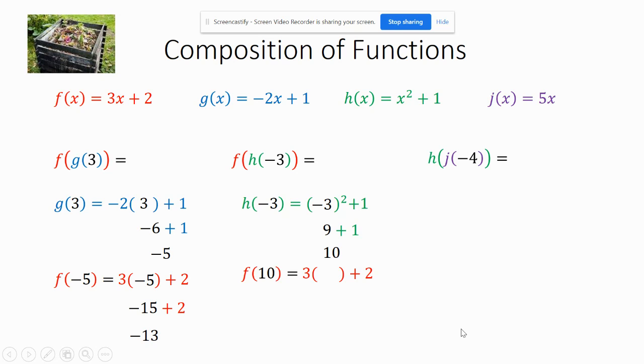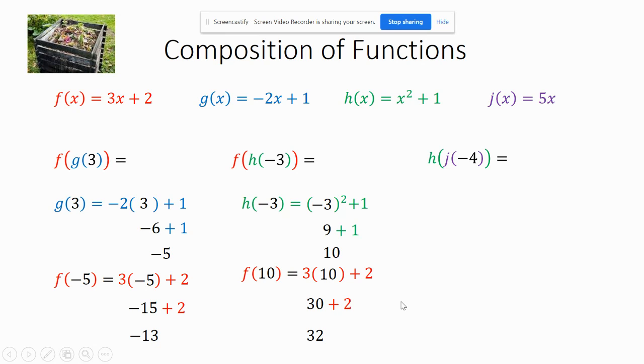So now I'm going to put the 10 into the 3x plus 2, and notice where the x is, I made a big parentheses, and I'm simply going to plug in the 10. 3 times 10 is 30, plus 2 makes 32. So we're here to get the idea.